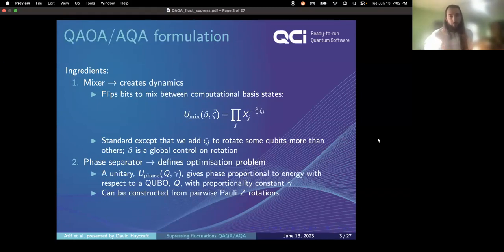QAOA/AQA have two components, the mixer and the phase separator. The mixer creates dynamics in the system. It flips bits to mix between computational basis states. Our implementation in this particular strategy is standard, except that we added a zeta j to rotate some qubits more than others. That modifies the global beta, which controls the rotation. Our phase separator is identical to other implementations. The phase separator defines the problem, and it can be constructed from pairwise Pauli Z rotations.